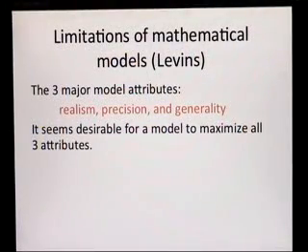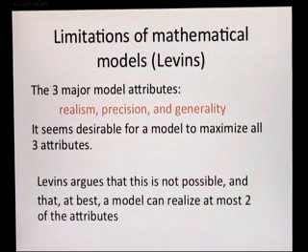Now, if you think about these, and there have been lots of papers written about this, especially by philosophers of science, they go crazy over this, it seems that you would want your model to maximize all three attributes. But Levins claims that's not possible, that at best, your model can realize two of these attributes.